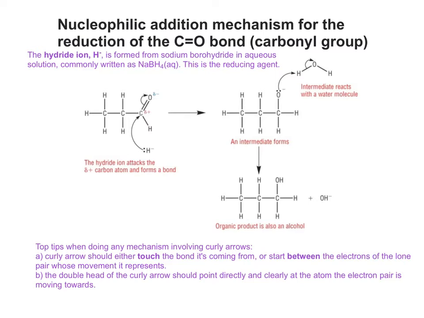So let's start with what's going on here. The first thing to happen is the hydride ion attacks the delta positive carbon and forms a bond. The next thing that happens is the carbon now has 5 bonds, so it can actually lose one of the bonds that it had originally. So the next thing to look at is step 2, the pi bond on the carbon-oxygen double bond here breaks heterolytically and the oxygen atom gains a negative charge here.